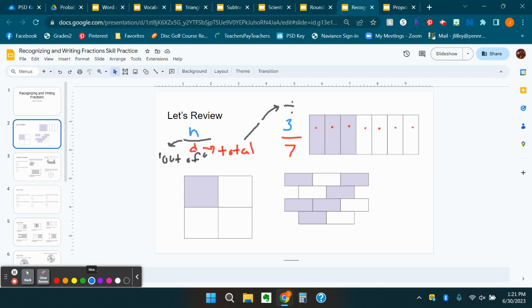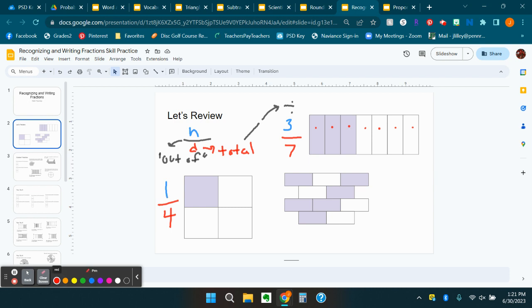Yes, that makes sense. If we look at the next example, we've got 4 total squares. So the total is going to go in my denominator. 1 out of the 4 are shaded, so the 1 will go in my numerator.